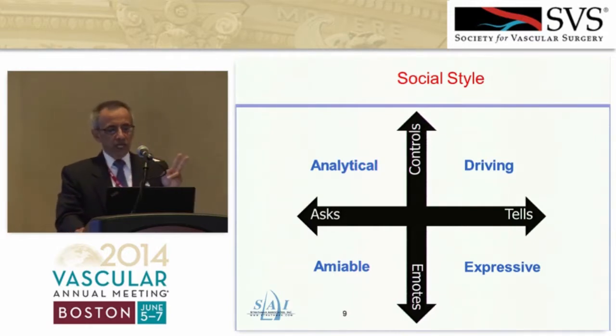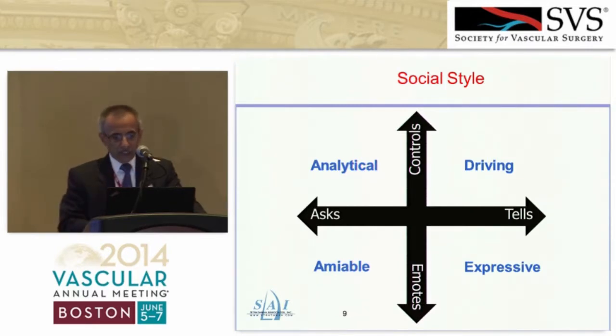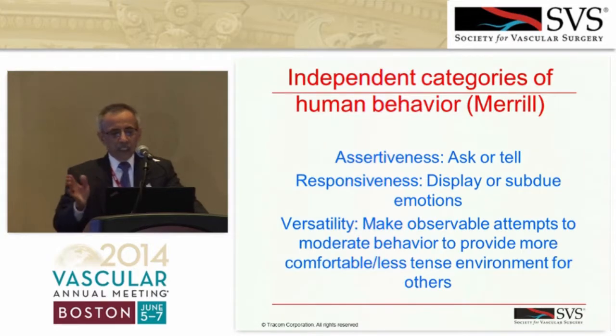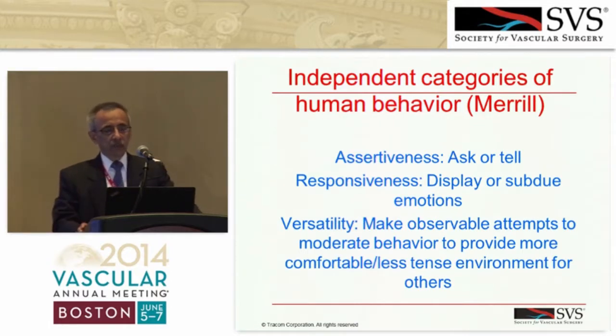So if you look at these two parameters, you come up with this grid, which is being validated. In the vertical axis, you've got responsiveness. You either control your emotion and behavior, or you don't, or it shows up: your face is red, your eyes are this way, or you kind of roll your eyes. The other dimension is assertiveness. You either ask or tell. So that's your basic grid you're going to be dealing with today in the afternoon. And these are all independent categories of human behavior. Merrill looked at this from many different perspectives, and all the different characteristics we have as a behavior, he's basically been able to come up with these two categories. You can subdivide them any way you want, but this is your basic thing.